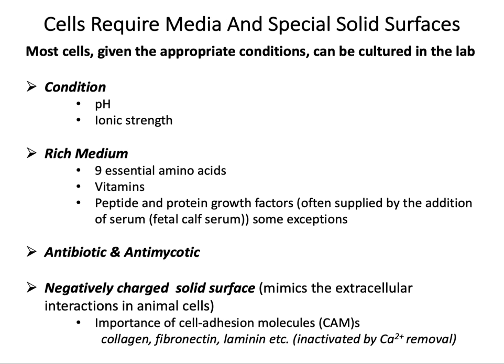Most cells, given the appropriate conditions, can be cultured in the lab. These conditions include growing cells in a rich medium, usually consisting of at least the essential 9 amino acids, some vitamins and peptides, and protein growth factors, which are primarily supplied by the addition of some type of serum, usually fetal calf or bovine serum. Most cells prefer to grow on a negatively charged solid surface, which mimics the extracellular interaction. So the dishes and flasks that the cells grow on are negatively charged, most always a type of plastic.